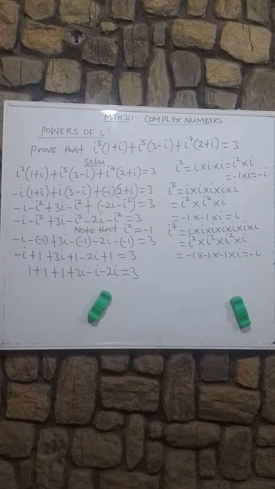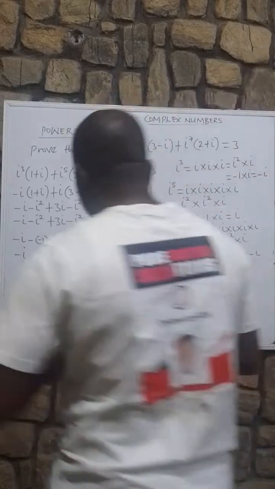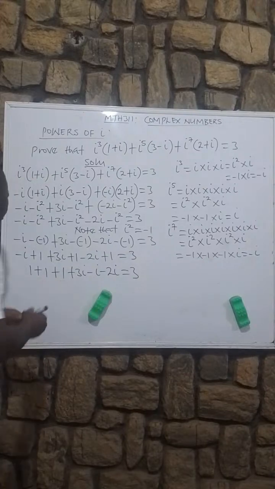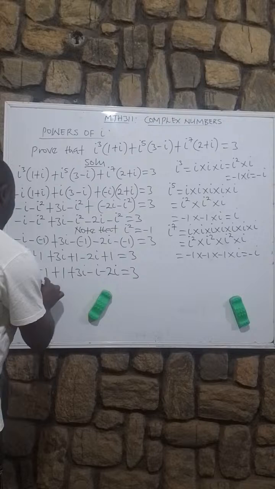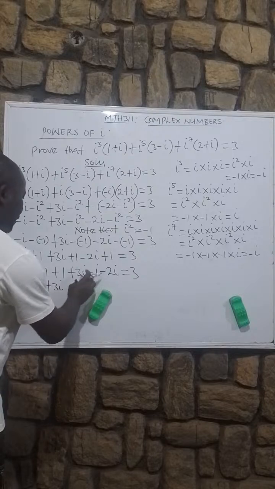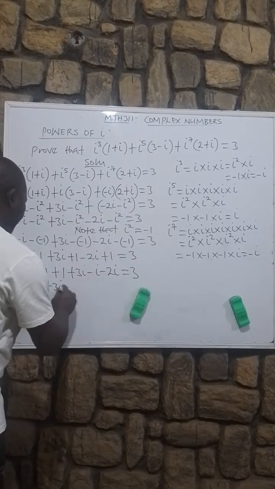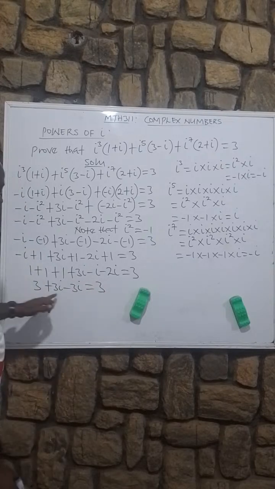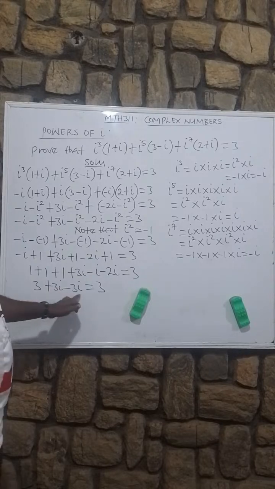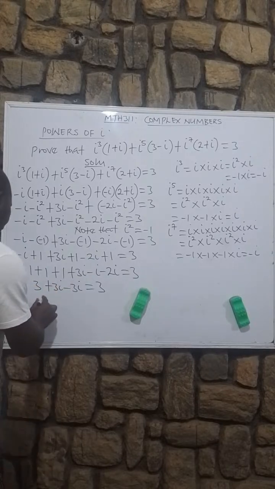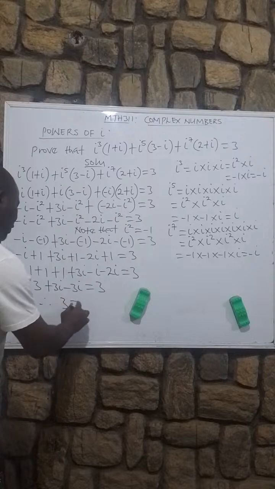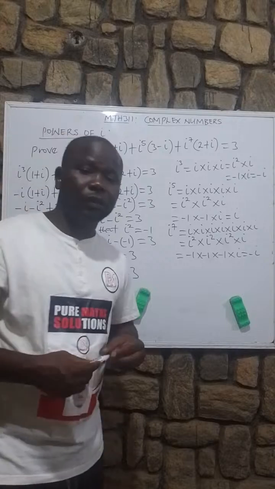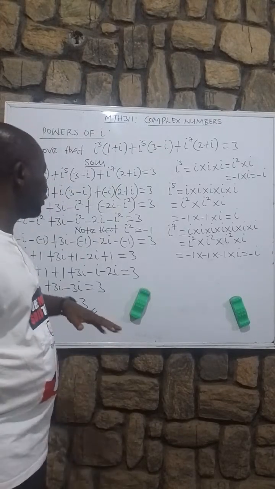Let us proceed. If there is no question, we can have 1 plus 1, 2 plus 1, 3. Plus 3I minus I minus 2I, we are going to have minus 3I... so 3I minus 3I is 0. So therefore 3 equals 3. This is how you are going to prove this type of problem question.